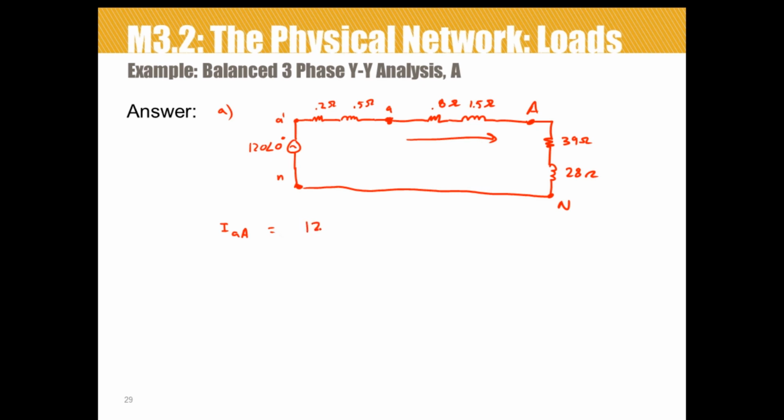That's just going to be equal to the voltage at the generator divided by the impedance in the line, 0.2 plus j0.5 plus 0.8 plus j1.5 plus 39 plus j28. And that gives you 120 angle 0 divided by 40 plus j30, which is 2.4 amps at an angle of negative 36.87 degrees. Just a sanity check there: we should have a negative angle on the current because the circuit's inductive.